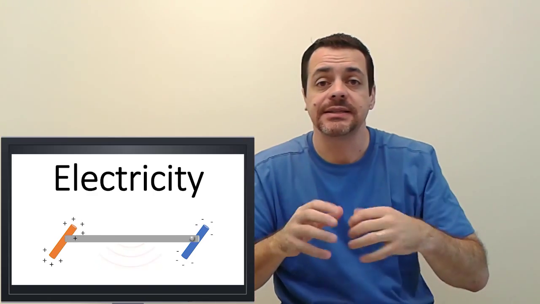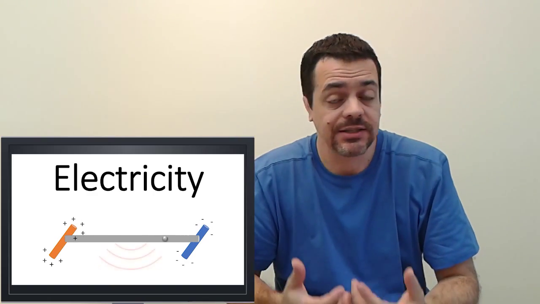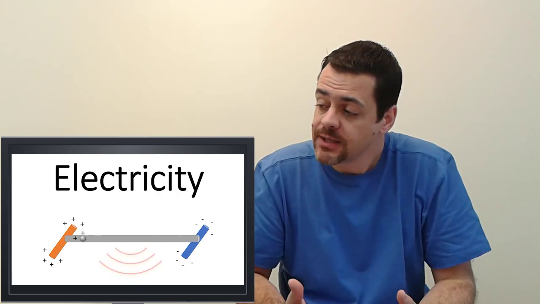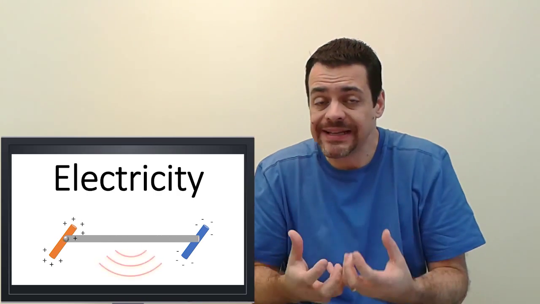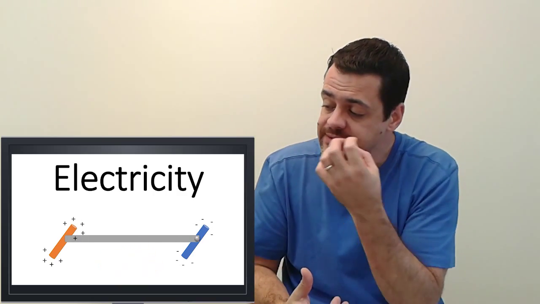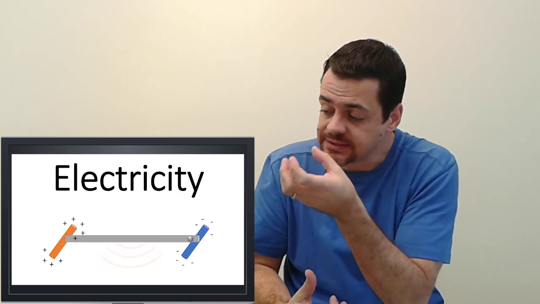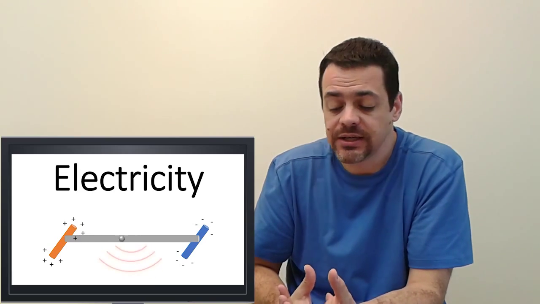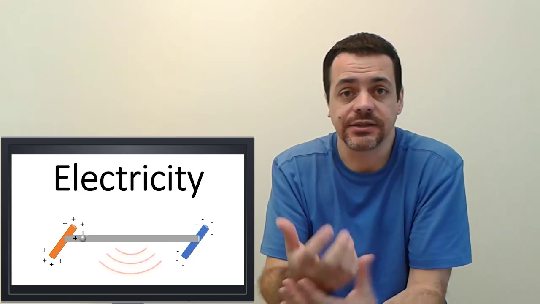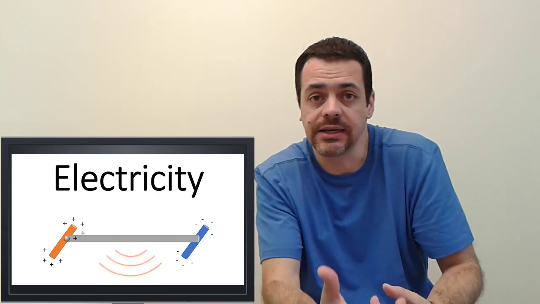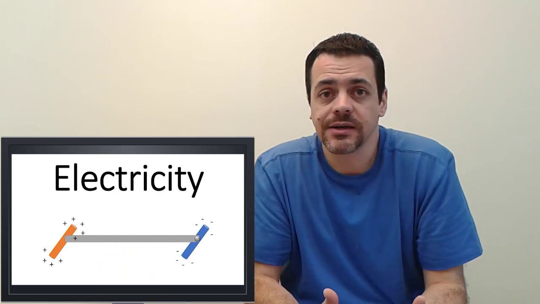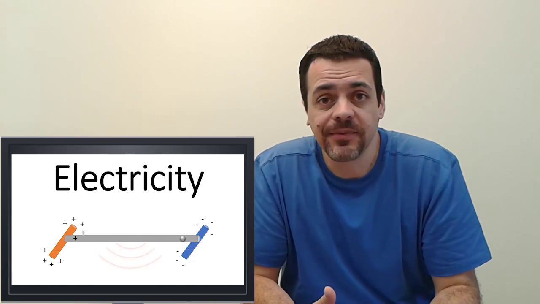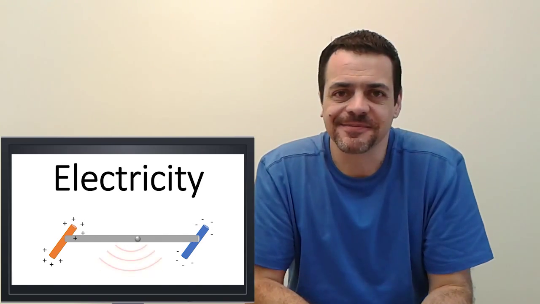So electricity is from nature. It's not made by the human, by the man. But what the man did was transform this electricity into electric energy and into something that is good for us: light, heat, movement, and so on. So this is electricity.